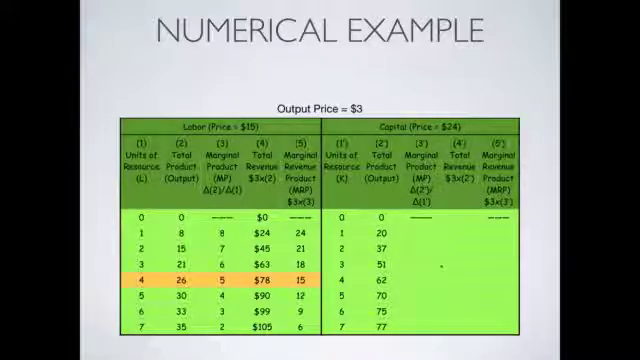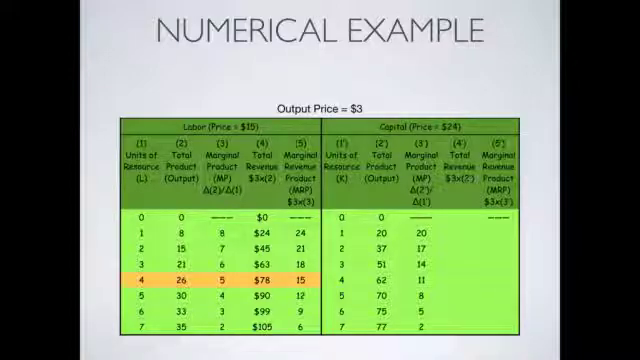We can go back over here to capital, and the increase in total product is equal to 20. Then from 20 to 37 is 17, 37 to 51 is equal to 14, 51 to 62, and so on. We do that calculation all the way through.